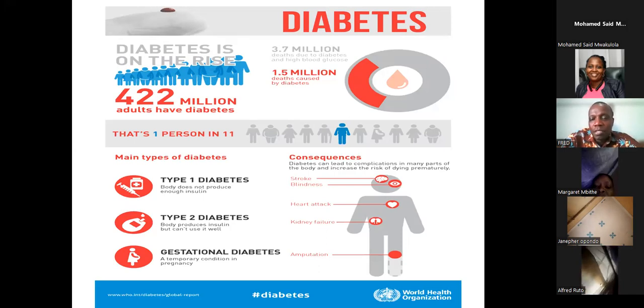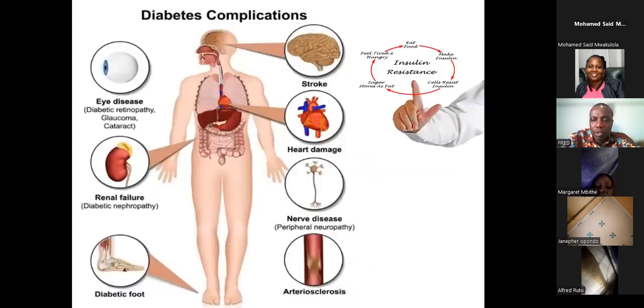How does diabetes affect you? Number one, it can lead to a stroke. It can cause blindness. It can cause heart attack, kidney problems. It can lead to amputations. And we are going to see that a little bit more.